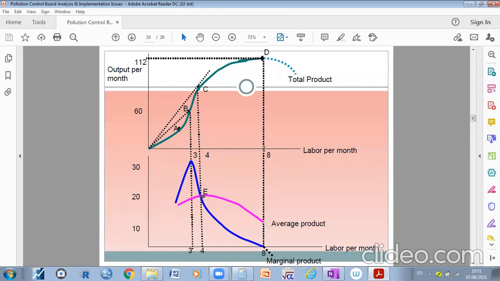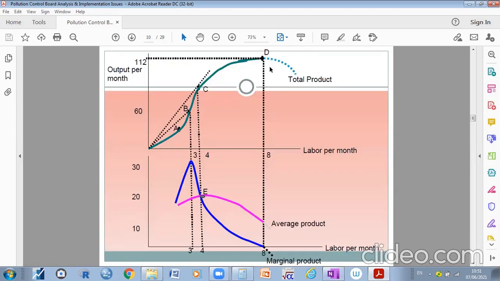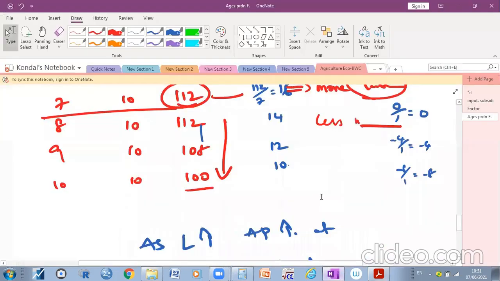So here, when the labor is 8, the total production is highest. See here, when the labor is 8, the total production is highest, 112, right? Then when we are using additional labors, the total production has been decreasing. Simple, here I would like to show you.